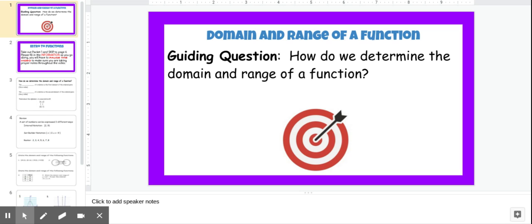Hey guys, so today what we're going to do is look at domain and range of a function. We're going to take it up a notch from looking at what functions are to now looking at their domain and range.